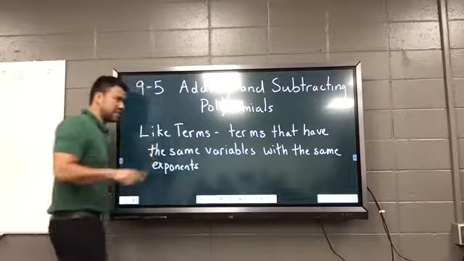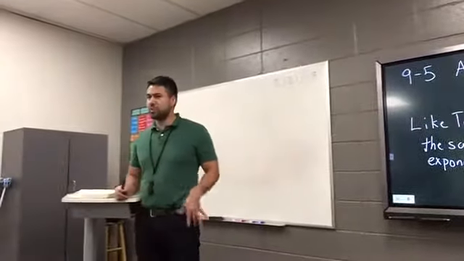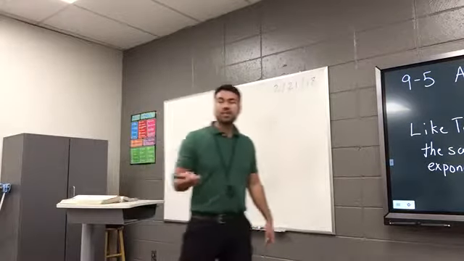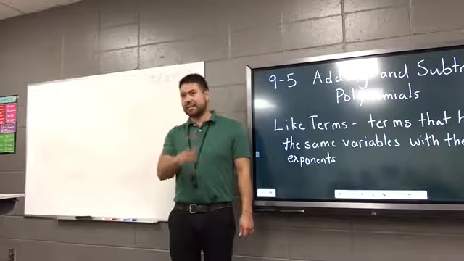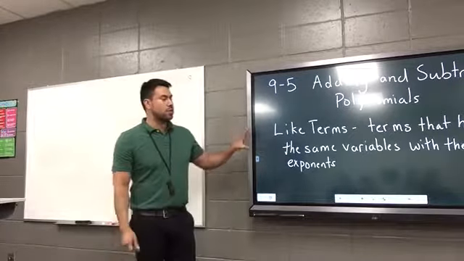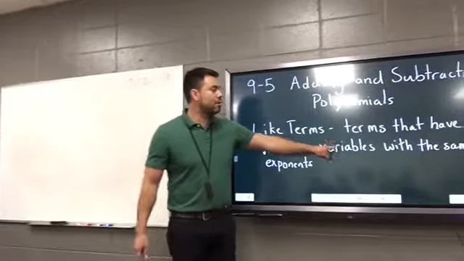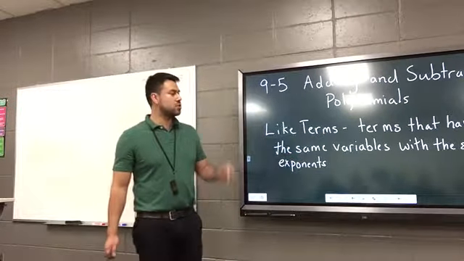We talked about this last year, and we talked about like terms, and basically it's terms that have the same variable. But have you guys noticed in this chapter you have like x to the fifth, y to the second, z to the third? We didn't have that last year. So now that we have those, we need to expand our definition to cover same variables with the same exponents. That's super critical, especially today.